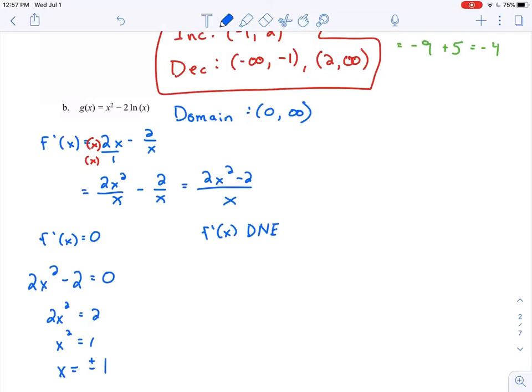And the one thing I'm going to check here is the domain of this function. I had -1 and +1. Actually, let's come back to that. Let's come back to the domain in just a little bit.